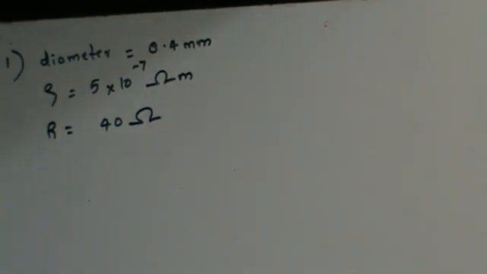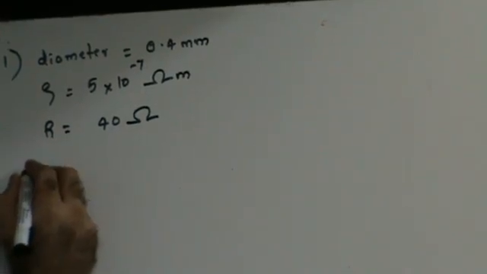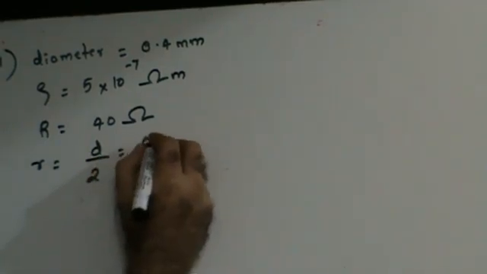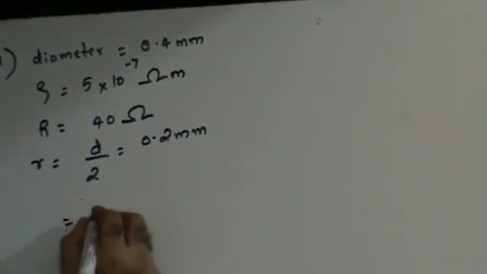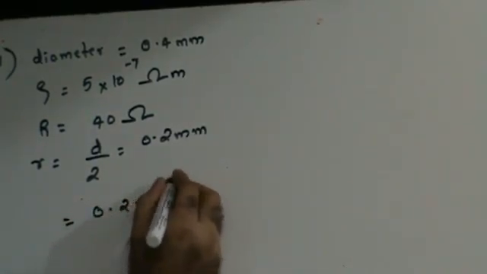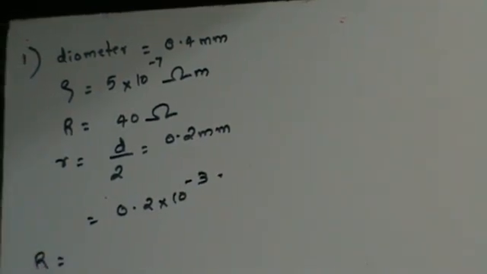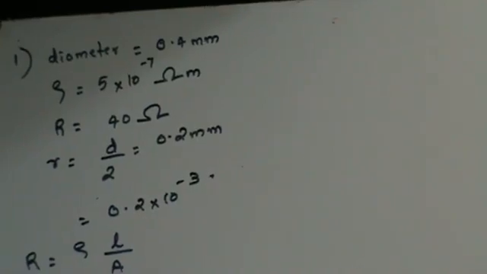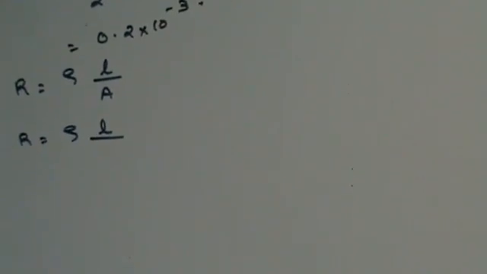Now, guys, let's see this. Please pay attention. If the diameter is given to you as 0.4 millimeters, then the radius will be diameter upon 2, that's 0.2 millimeters. To convert from millimeters to meters, you have to multiply by 10 raised to minus 3. Now, resistance R is given by the formula specific resistance into length divided by cross-sectional area. So I can say R is equal to rho L by A, where A is the area of the wire.